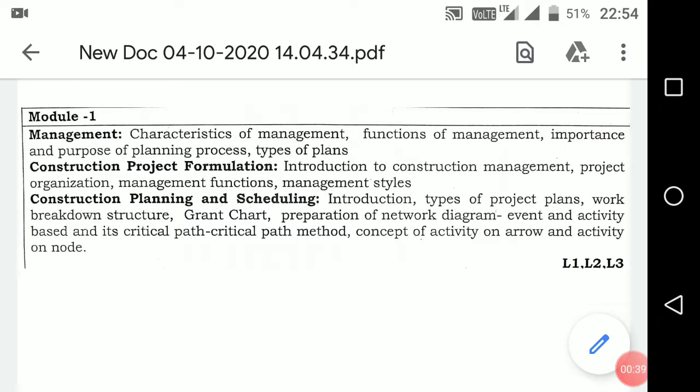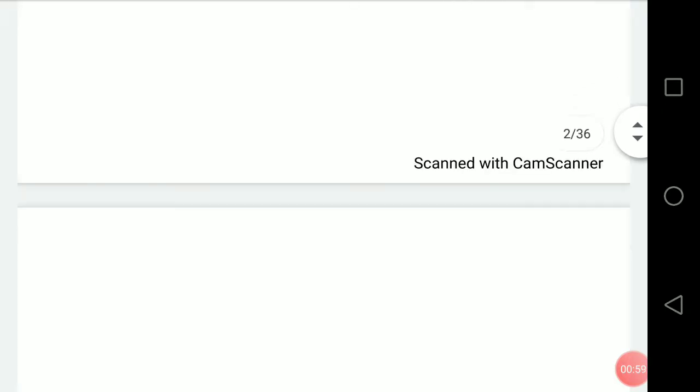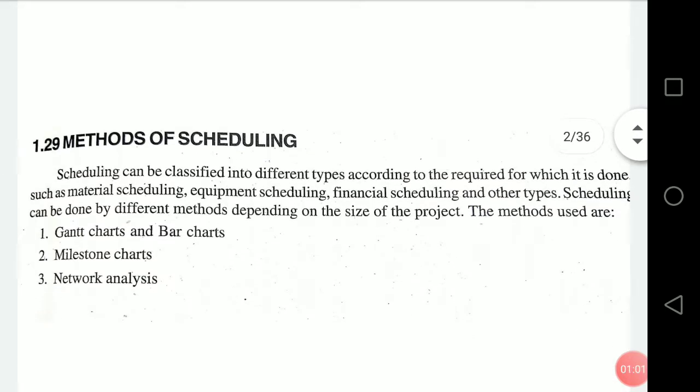So right now we will continue with the part that is Gantt chart, preparation of network diagram based on the event and activity, the critical path method, and the concept of activity on arrow and activity on node. So before starting the Gantt chart, let us start with some basic things.